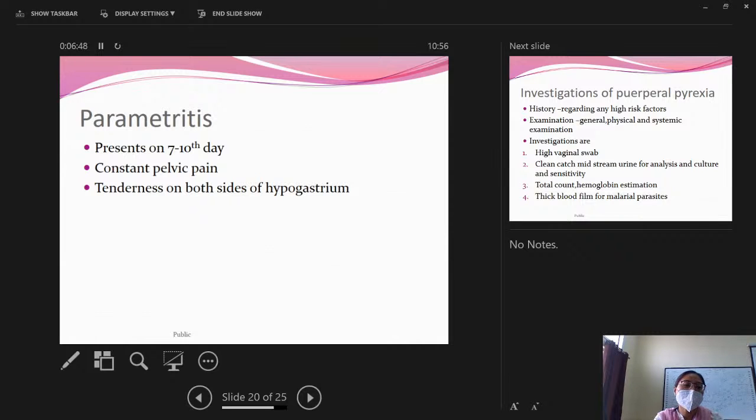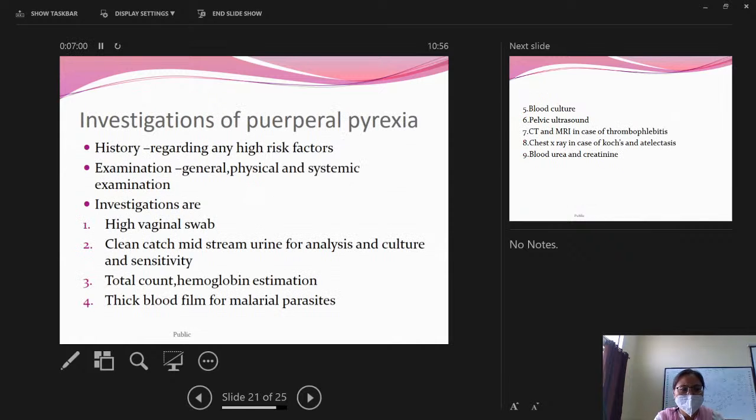Parametritis is usually present on day 7 to day 10 after the delivery, and the patient's usual complaint will be chronic pelvic pain, a constant pelvic pain. And there may be tenderness in the hypogastrium.